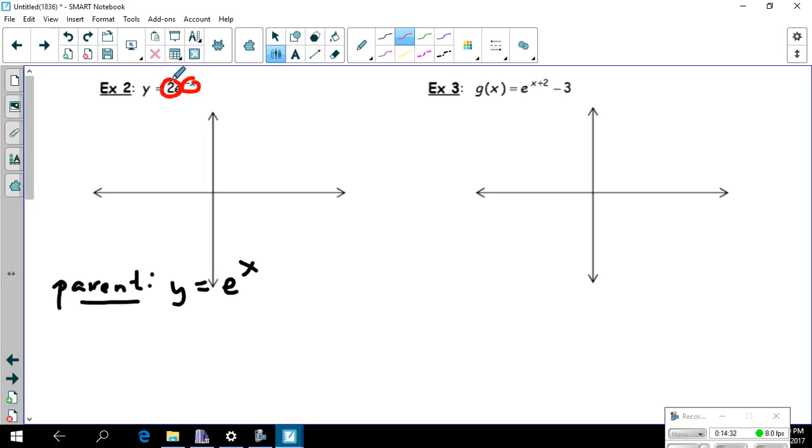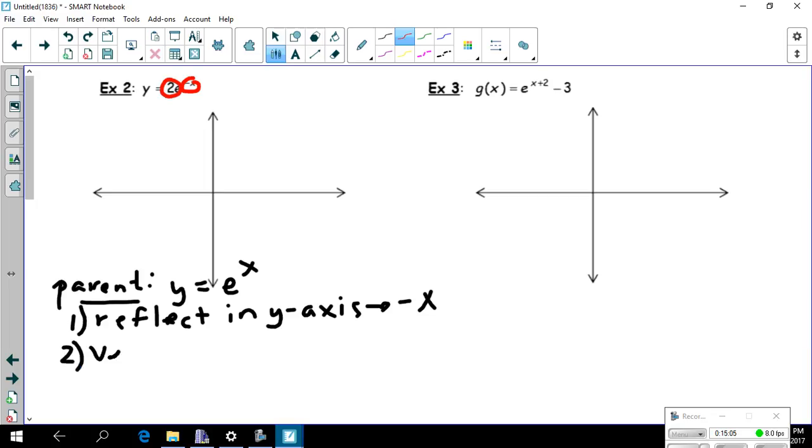Which of those would have to happen first? And this is where some of you struggled in the past. You got to think PEMDAS. 2 is being multiplied, but this negative is in the exponent. That happens before multiplication. So step 1, what's that negative with the x do? It's a reflect. Reflect in which axis? In the y-axis. And what does that affect? We negate the x's. And then I've got that number out front, that 2. What's that doing? That is a vertical dilation by 2.